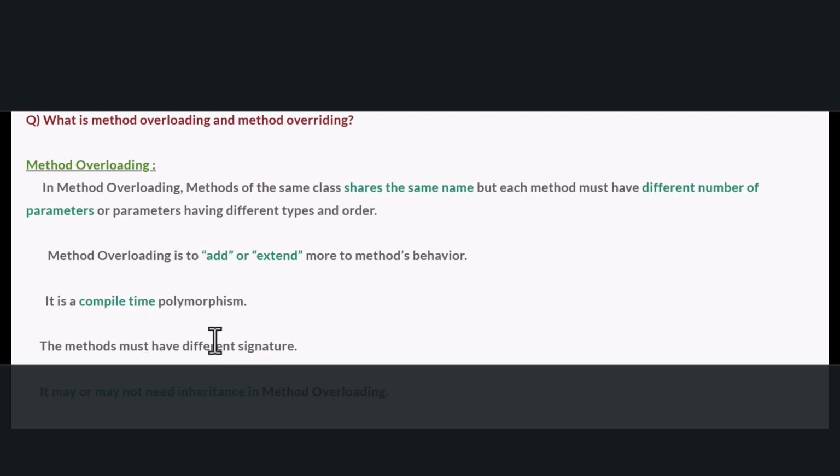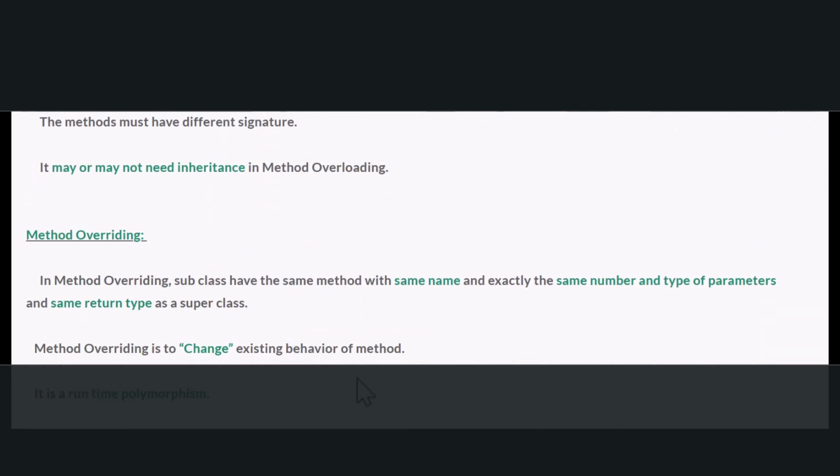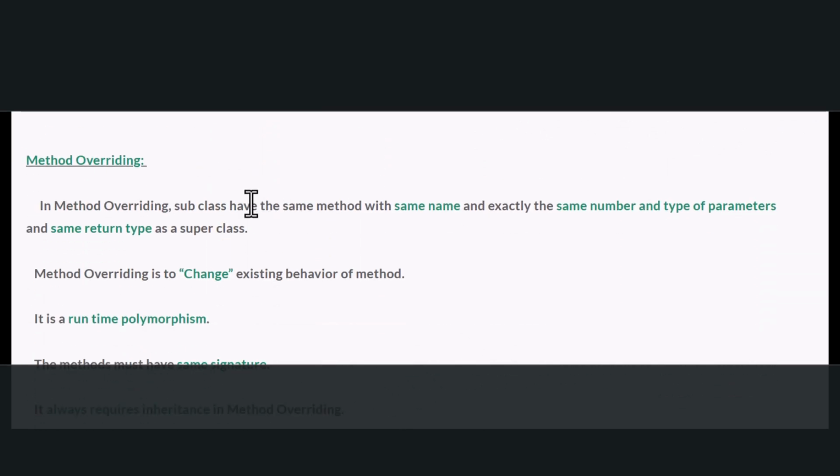Method overloading is compile time polymorphism. The methods must have a different signature. It may or may not need inheritance. Method overriding would be exactly the opposite. For example, in method overriding, the subclasses would have the same method name, exactly the same number of parameters, and also the same return type as the superclass.